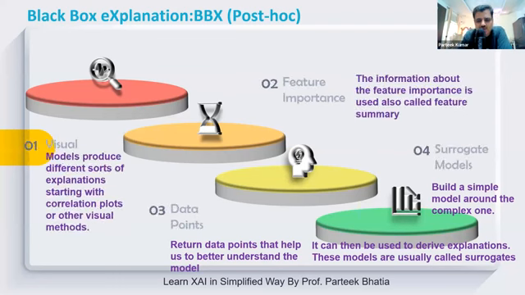So this is the third approach for generating explanation, and that approach is called data points, and we use the What If tool for this. Finally, we have the fourth approach called surrogate model, and this is a very important technique, and LIME is the algorithm which is used for this. In the surrogate model, we build a simple model around the complex one to generate explanations. So please write down this line in your notebook: in surrogate model, we build a simple model around the complex one.